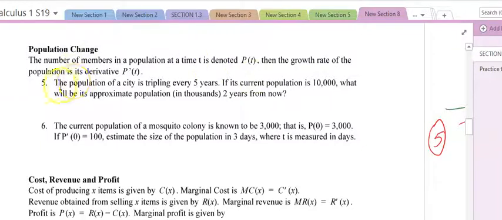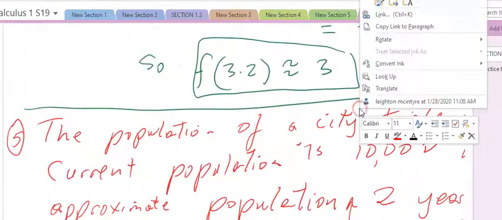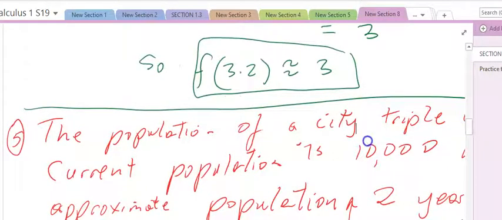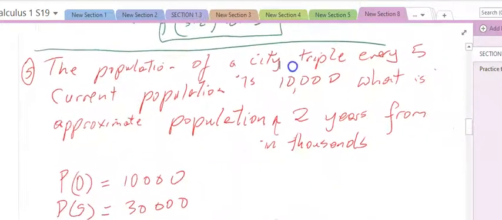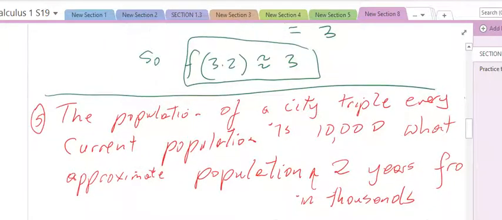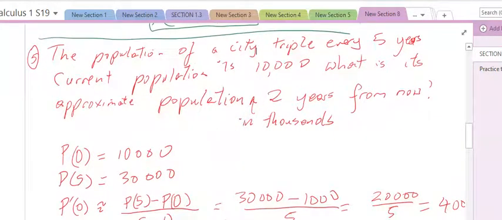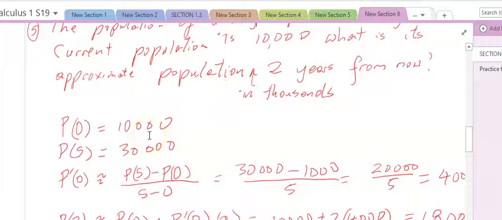So here's our question. The population of a city is tripling every 5 years. If its current population is 10,000, what will be its approximate population 2 years from now? So we know the population triples every 5 years. The current population is 10,000, and I want to know its approximate population 2 years from now.